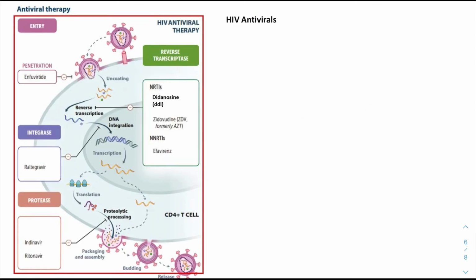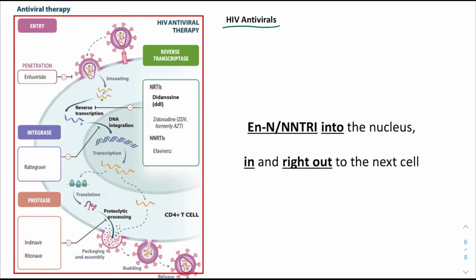Now let's get on to another HIV-specific mnemonic, which is a mnemonic for the actual HIV antivirals. We're going to combine all of the drugs that you see on the left side of the screen into one solid mnemonic. The order in which they're listed follows the steps of HIV entry, then replication within the cell, and then exiting the cell, as would occur in real life. So the sentence is: entry into the nucleus, in and right out to the next cell.